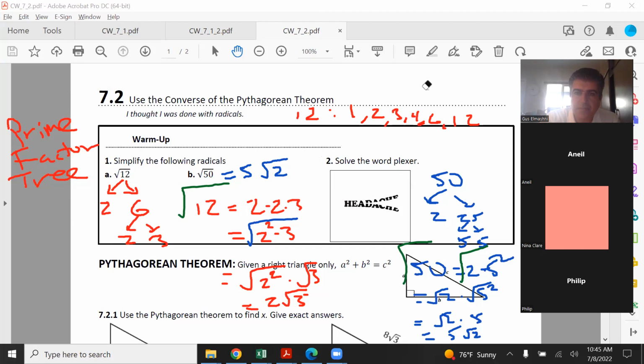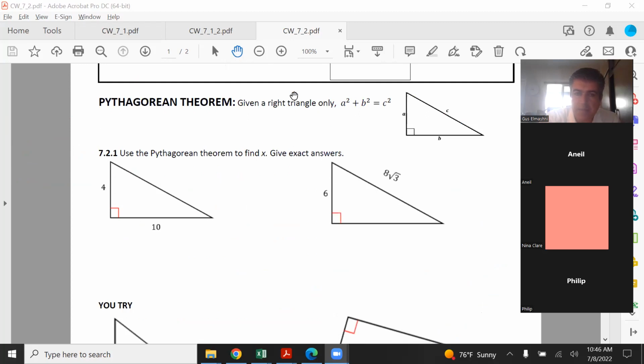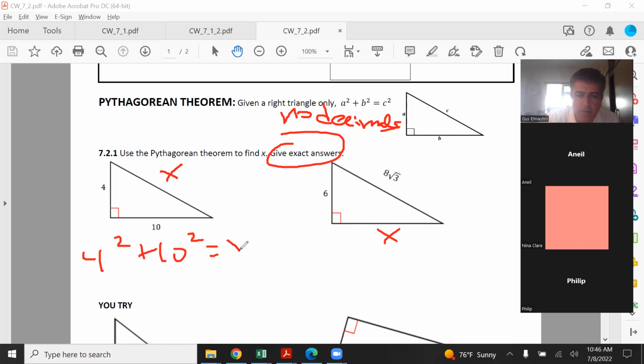All right, let's keep moving. Again, we know about Pythagorean theorem. She has to solve for x. X is right here and x is right here. She has to solve from this side actually. And you want an exact answer, so no decimals. So in this case, I do 4 squared plus 10 squared, which is x squared. 16 plus 100, which is x squared. X squared is 116. Or x is root 116.